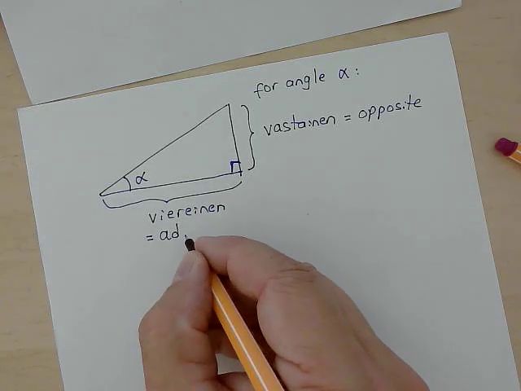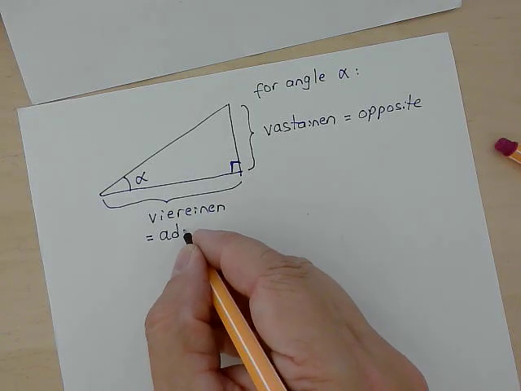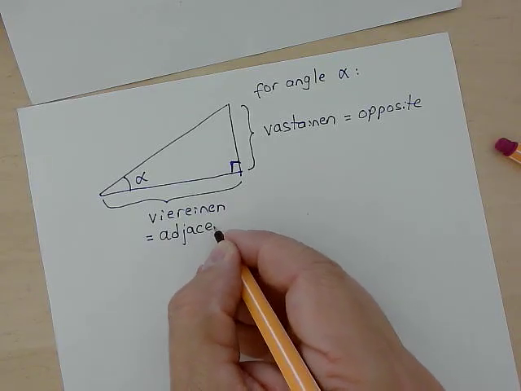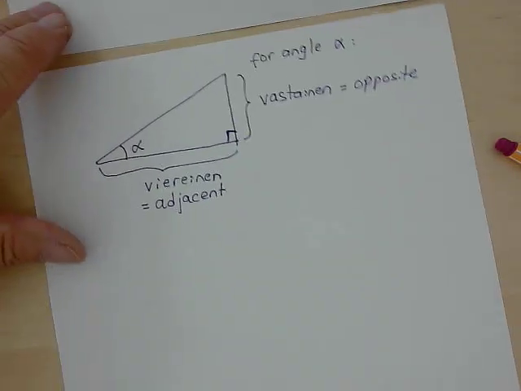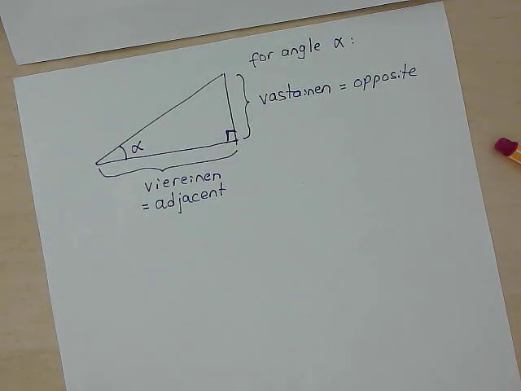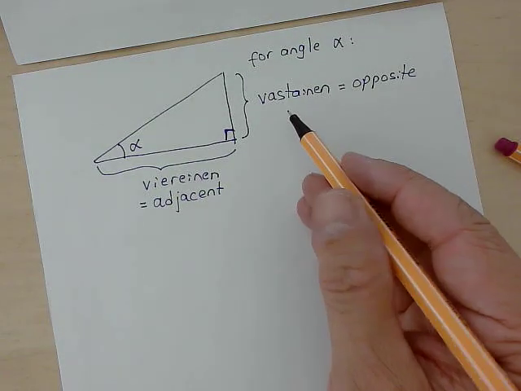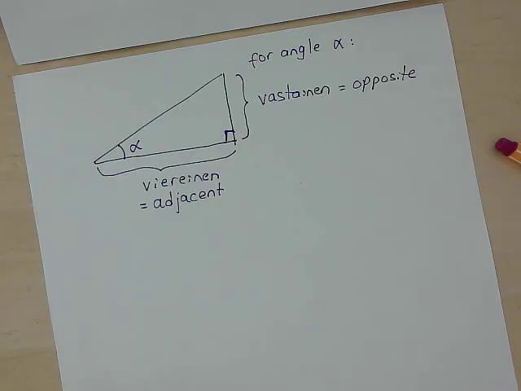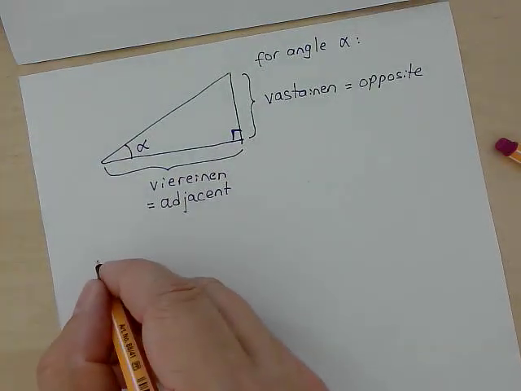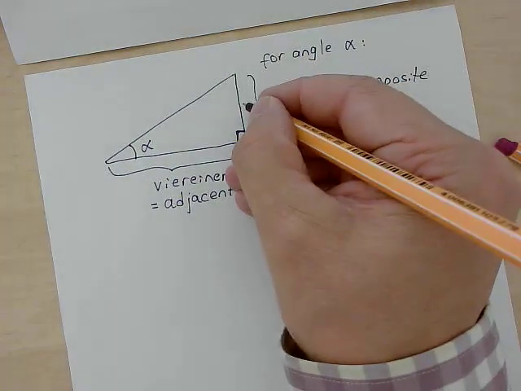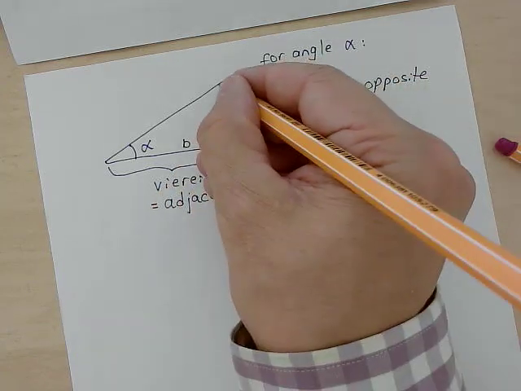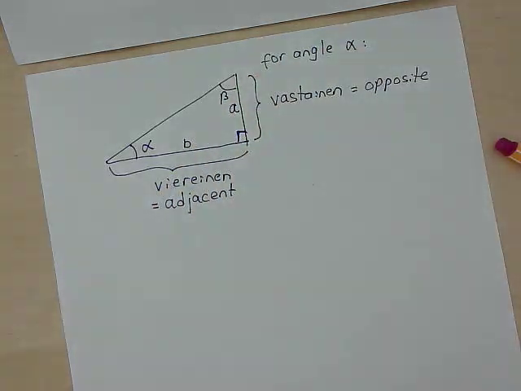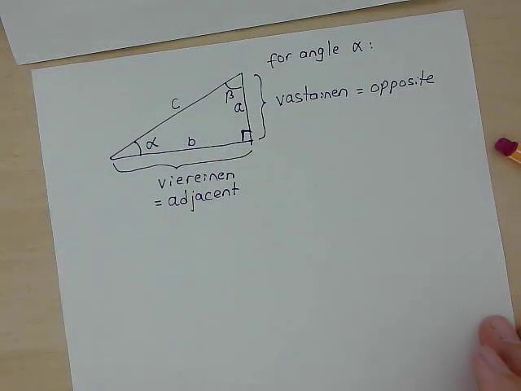Or you just put it in one word. Is it adjacent? Adjacent, yes. Is it okay? Yes, correct. So then we have, I will put those letters here, A, B, and beta. And C, okay, of course.